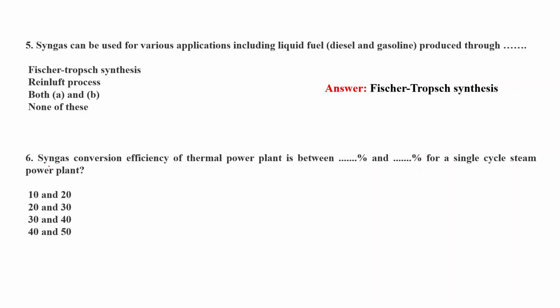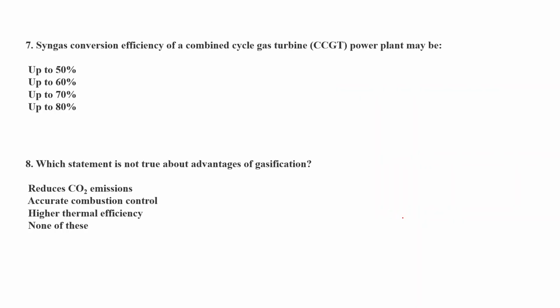Coming to the sixth question: syngas conversion efficiency of a thermal power plant is between dash percentage and dash percentage for a single cycle steam power plant. The answer to this is 30 percent and 40 percent. The efficiency is between 30 and 40 percent. Question 7: syngas conversion efficiency of a combined cycle gas turbine CCGT power plant may be? The answer to this is up to 60%.